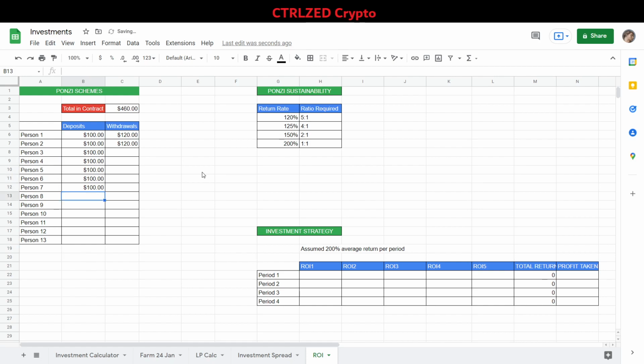So now we've got 7 people in the contract. We've got these two initial withdrawals out, and we've got $460 in the contract. And so now person 3 wants to cash out. They get out their 120. Person 4 gets out their 120, and so on.